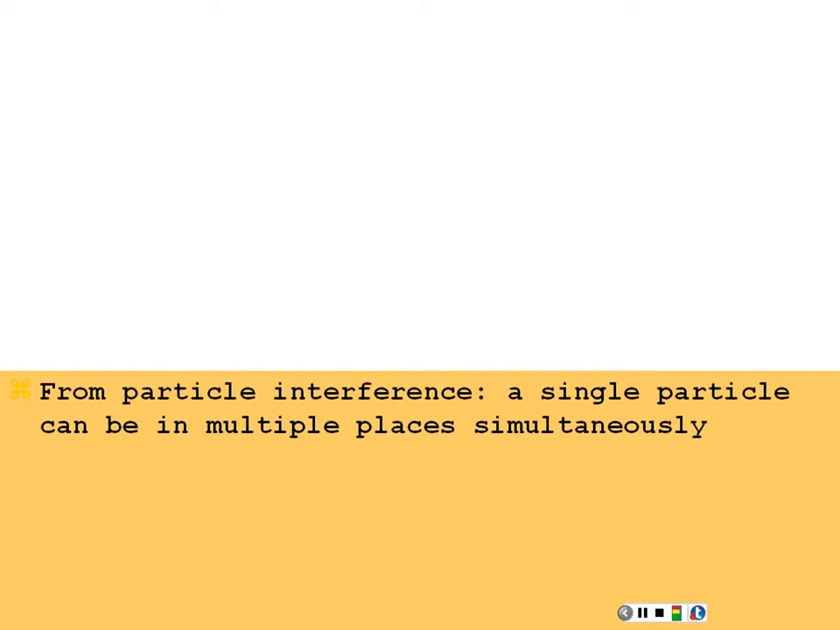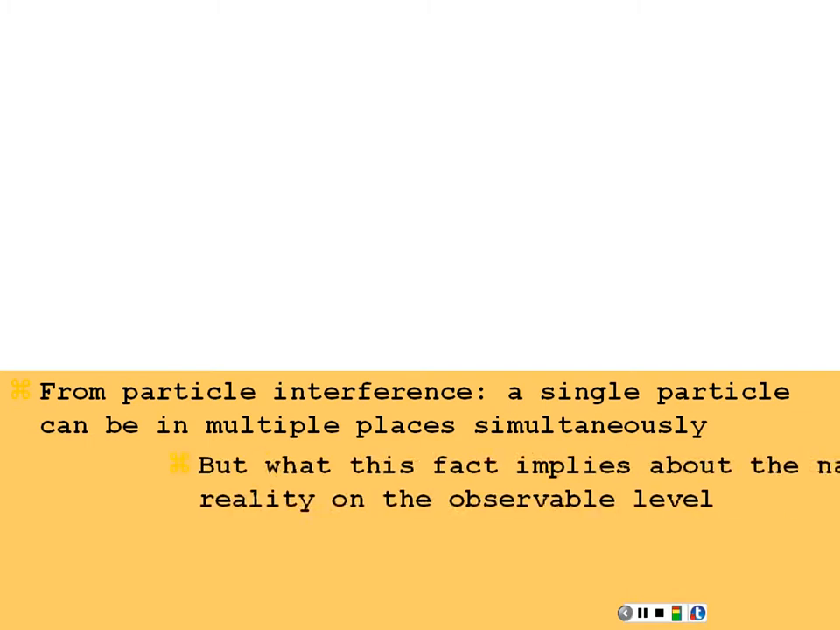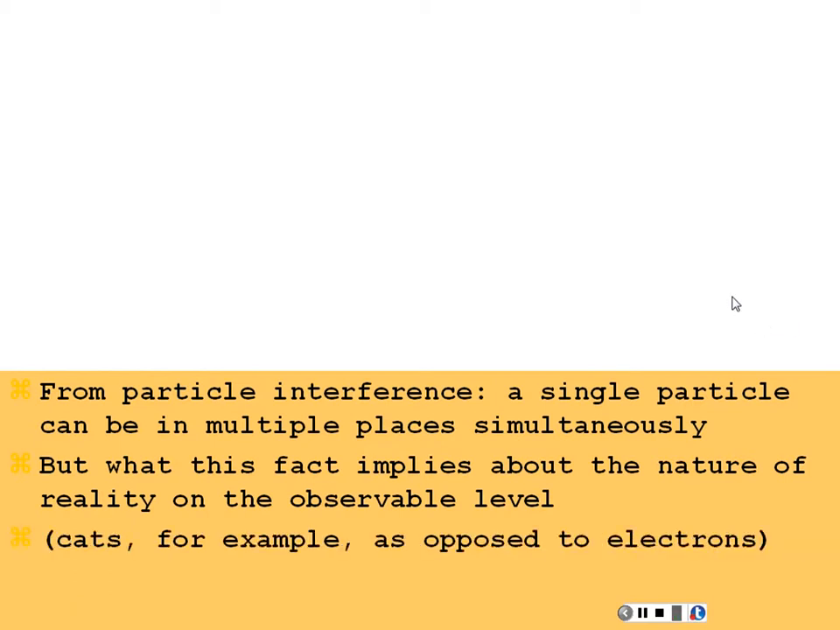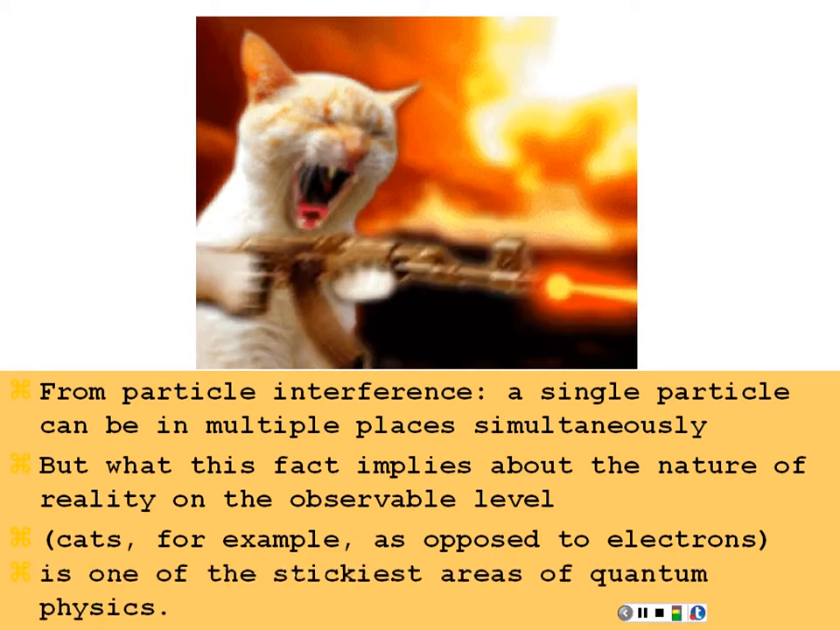For particle interference, a single particle can then be in multiple places simultaneously. An electron, as we saw in electron diffraction, can go through either slit. It's only when we try to focus in and find out which slit it actually goes through that it goes through one or the other. But before that, it goes through both. What this fact implies about the nature of reality on the observable, macroscopic level, like cats, as opposed to small things like electrons, is a very sticky area of quantum physics.